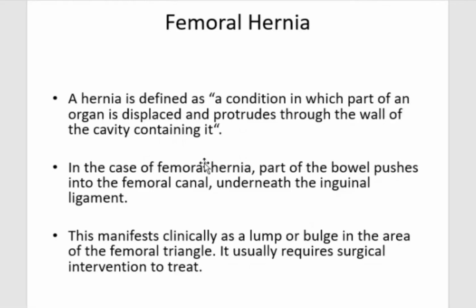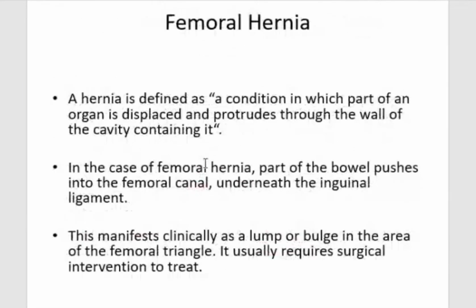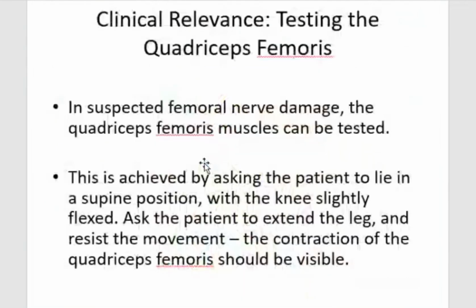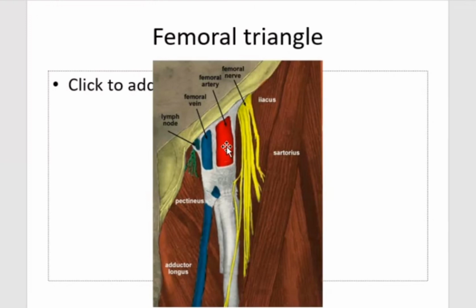So I've indicated to you some of the clinical significances of the femoral triangle. You'll go and read about them. The femoral pulse means when I palpate the femoral triangle, palpating is to compress or to touch the roof. When you press the roof of the femoral triangle, you sense the pulsations of this femoral artery. And when you sense the femoral artery pulsating, it means that blood is reaching the lower limb. But if the femoral artery is not pulsating, it means that blood is not reaching the lower limb.